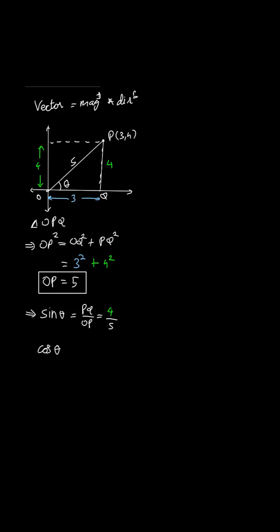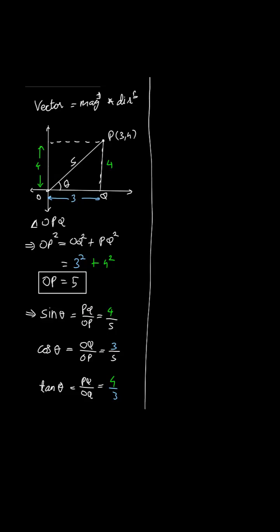Similarly, let's get cos theta, which is adjacent upon hypotenuse, or we can say OQ upon OP. If we substitute the values, we get 3 by 5. And finally, tan theta, which is opposite upon adjacent, or we can say PQ upon OQ. Substitute the values, we will get 4 by 3. Right?